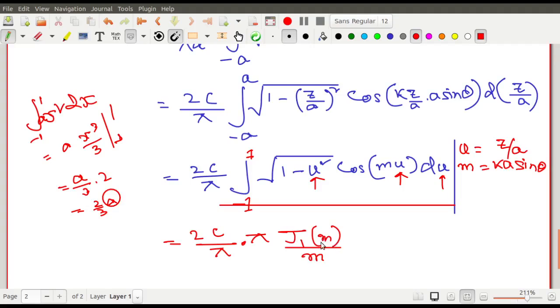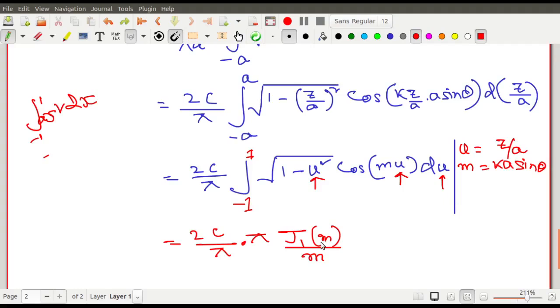কিন্তু J1 m by m, এবার ঘটনা হচ্ছে, so now the story is you don't know what is J1. So J1 in physics is a standard function, and this is called the Bessel function. So J1 m is a Bessel function of order 1, the first order Bessel function. J1 m is the first order Bessel function.